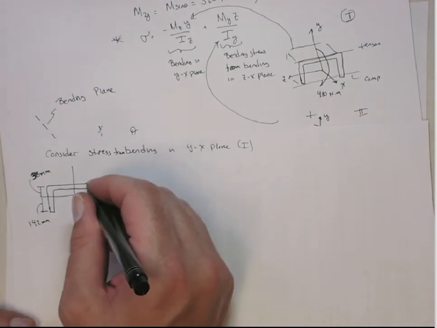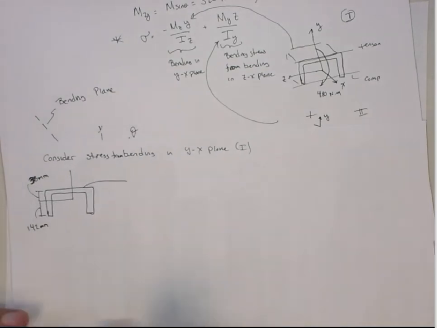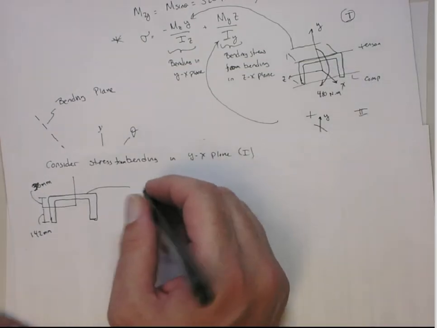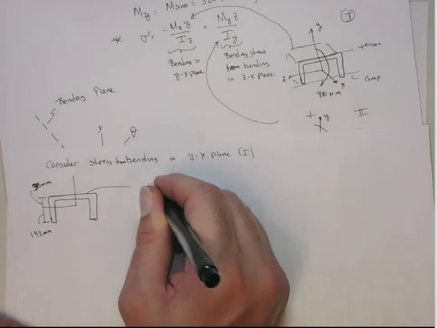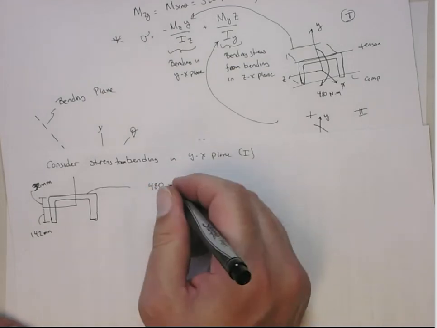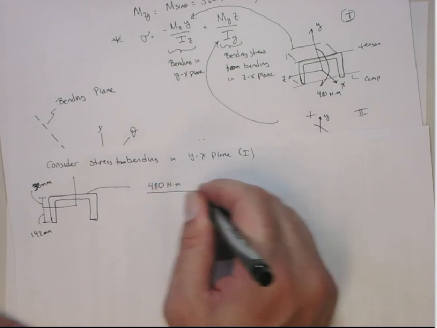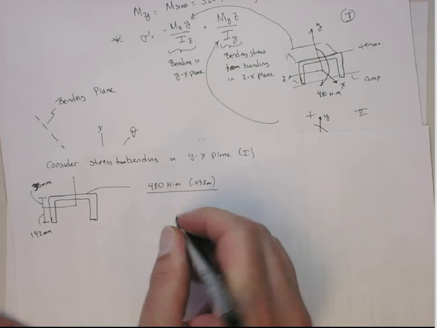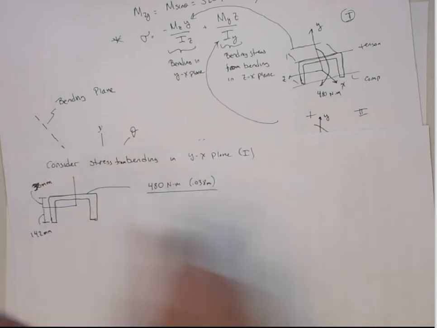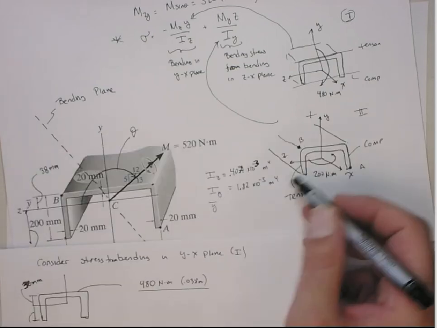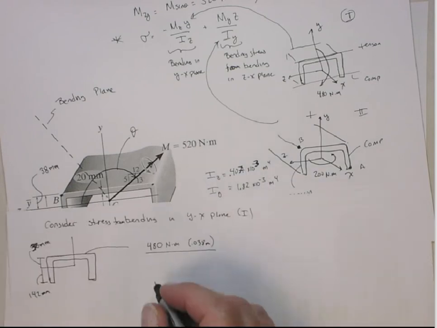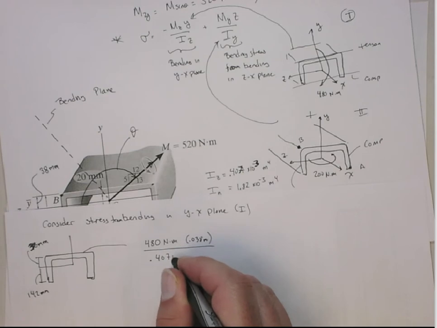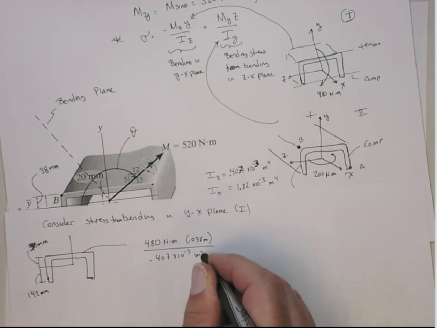So the stress on this edge, that's going to be a tensional stress. That's the moment, 480 Newton meters. That's the M. In this case, the C is 0.038 meters. And then the I, that's the bending around the Z-axis. So that's 0.407 times 10 to the minus third meters to the fourth.